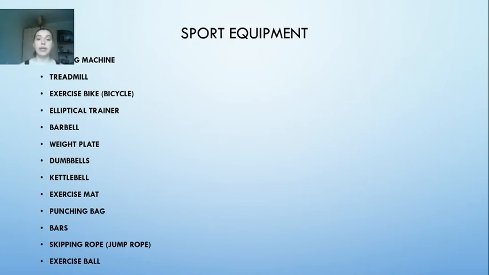Sport equipment, very often. If we speak about the gym, there is really a lot of sport equipment, but actually also at homes we also have a lot of them. So let's first start with the rowing machine.